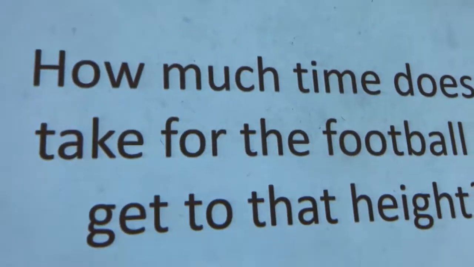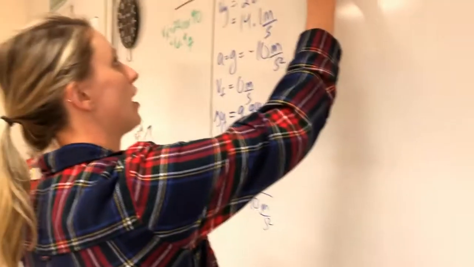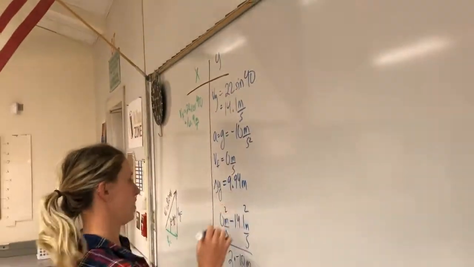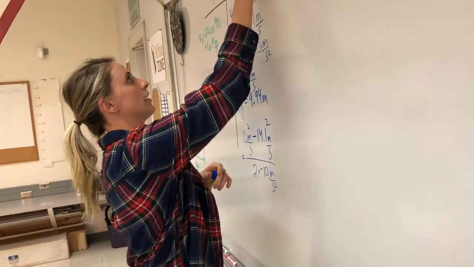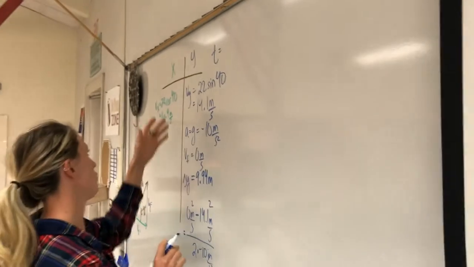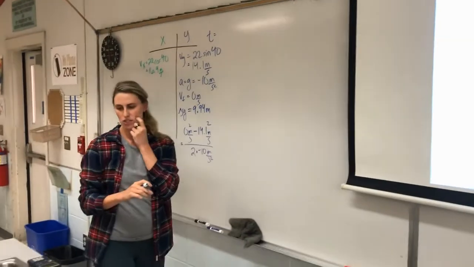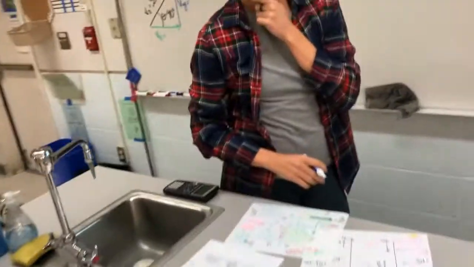Okay. So how much time does it take to reach this height? So I want to figure out what time is. So I'm going to put that right here. T equals question mark. So we want to figure out time. We've got these variables. What equation am I going to use? Well, if I look at my cheat sheet here, all my kinematic equations.